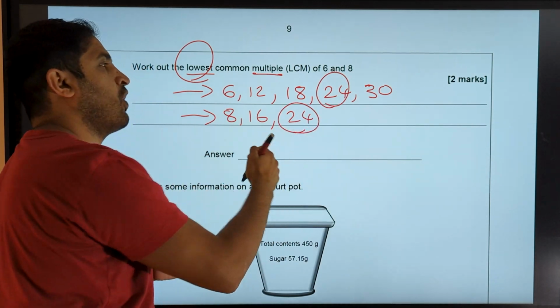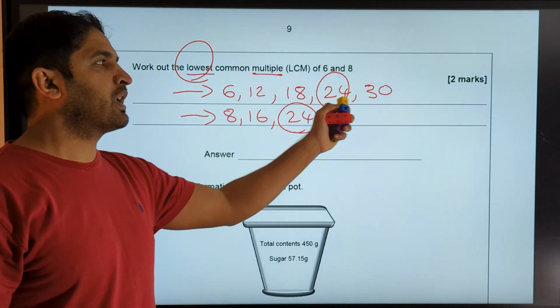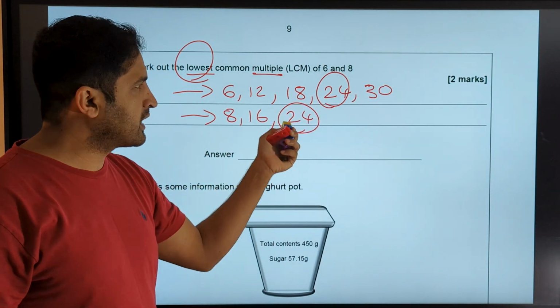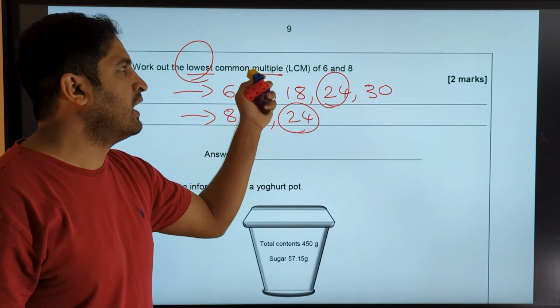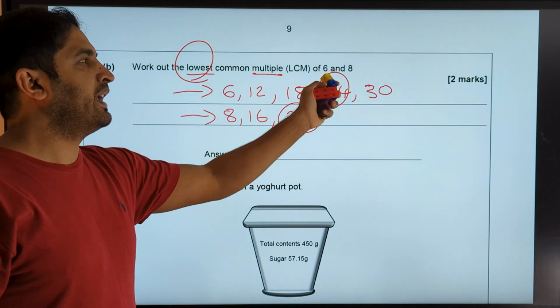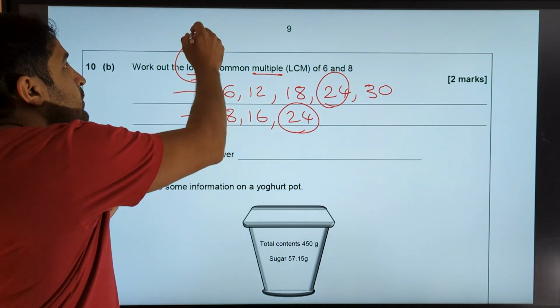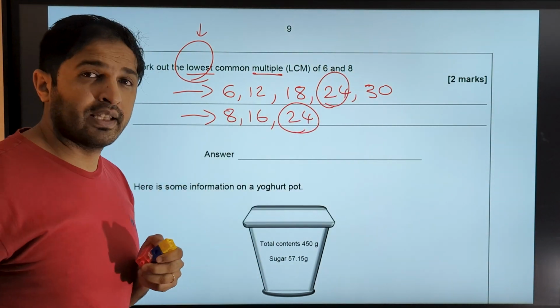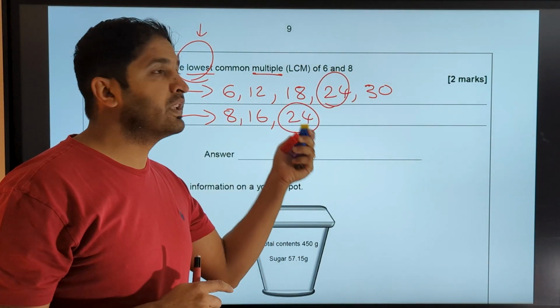Okay, so they are common. You can keep on going and you would get 48 in both times tables, but that's not the lowest number. The lowest number that's common in both of them is 24. So the lowest common multiple is 24. Even though the word used is lowest, that 24 is way bigger than 8 and 6, and that's the reason people do get confused in these questions.